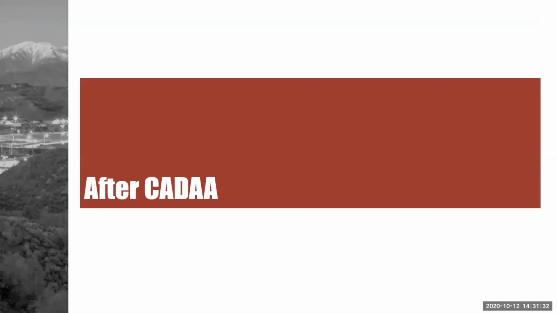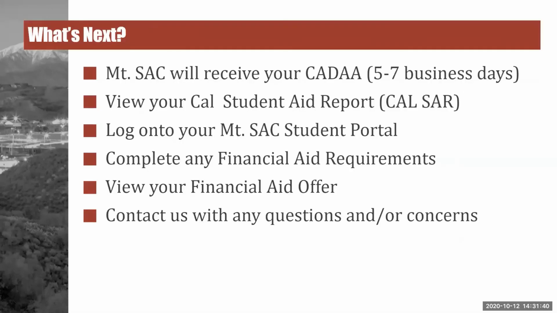Well, congratulations, you've finished the California DREAM Act application. Let's now discuss what you can expect after you complete and submit this financial aid application. The Mount SAC Financial Aid Office will receive your California DREAM Act application within 5 to 7 business days from the date that you submitted your application, as long as the Mount SAC's school code of 00124500 was included on the application.